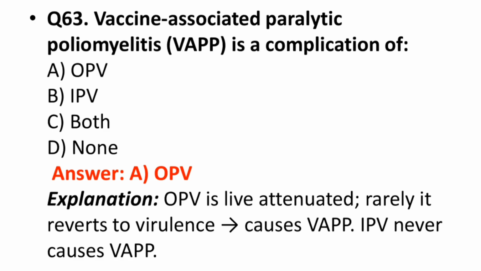Vaccine associated paralytic poliomyelitis is a complication of option A, OPV. Option B, IPV. Option C, both. Option D, none. The correct answer is option A, OPV. OPV is live attenuated. Rarely it reverts to virulence and causes vaccine associated paralytic poliomyelitis. IPV never causes VAPP.